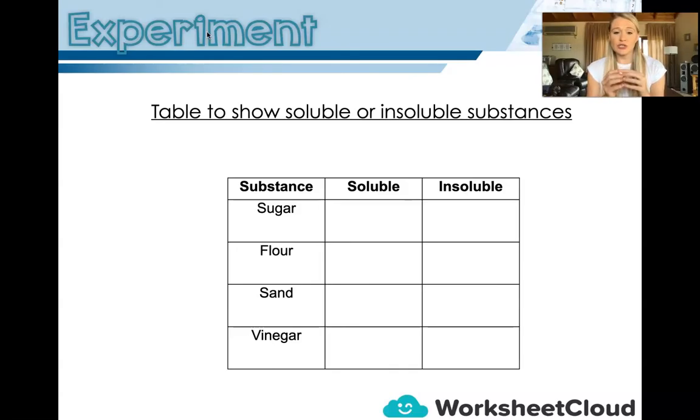Just to take note of the table, and remember in science when we talk about the rules of tables, every table has to have a heading. So as you can see, my heading, table to show soluble or insoluble substances, is underlined.